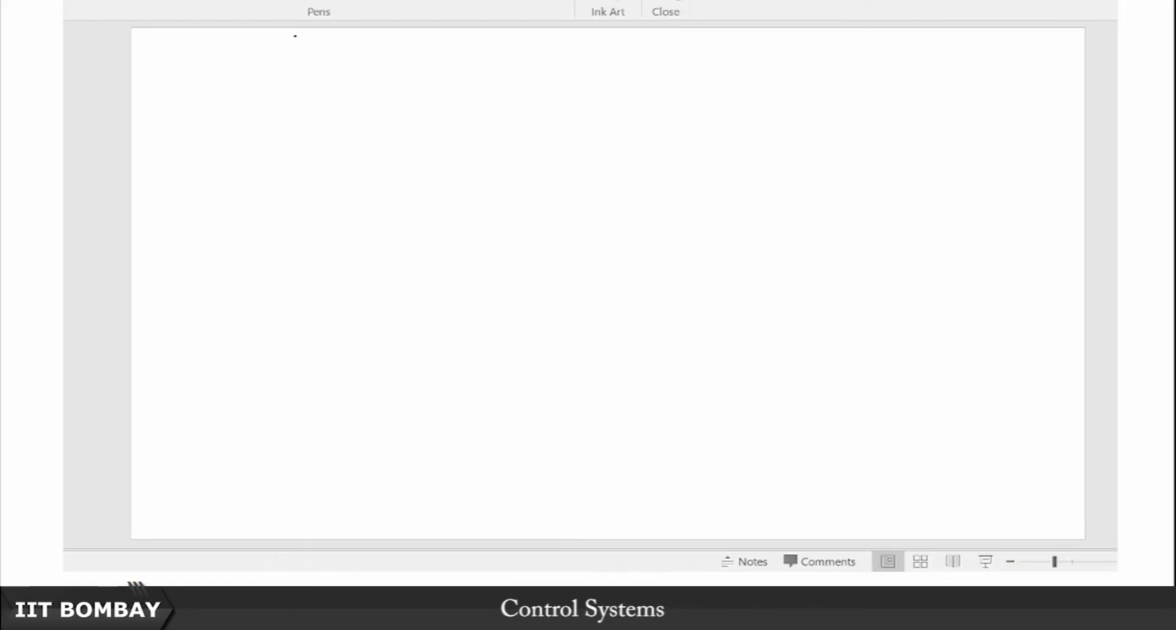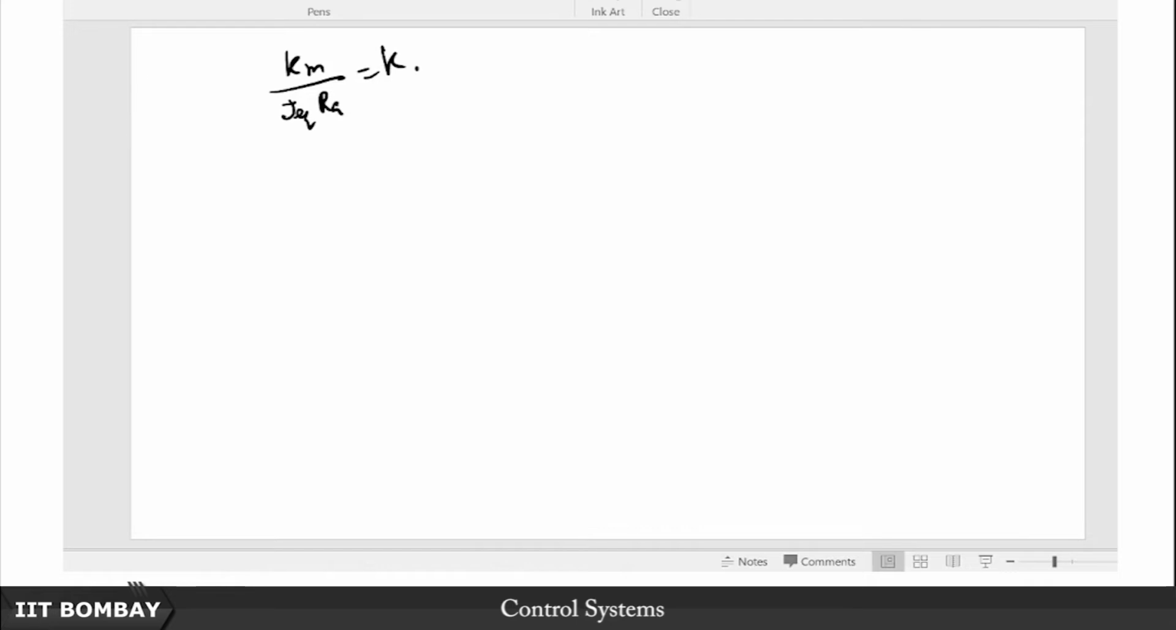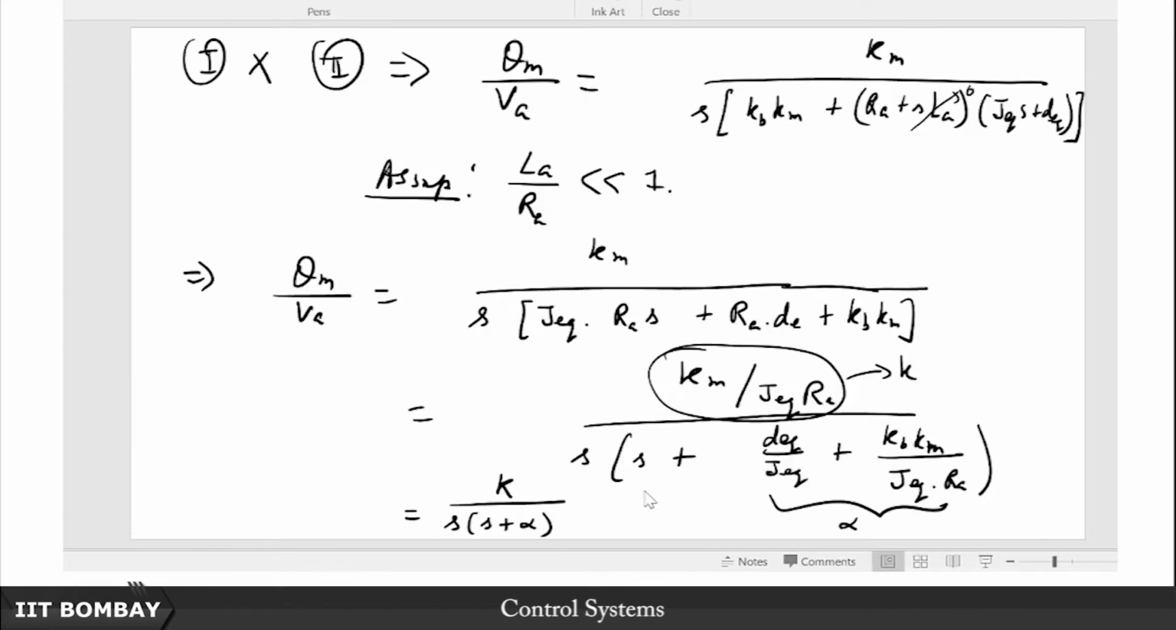My unknowns are this: if I can determine this Km by J equivalent, Ra is equal to K. If you notice, this also appears here, and if I can determine this Kb, then at least I will know this part and this part. Then what remains is this Deq and Jeq.